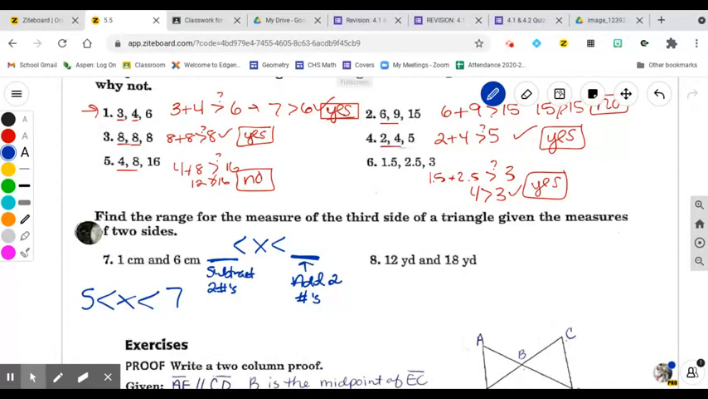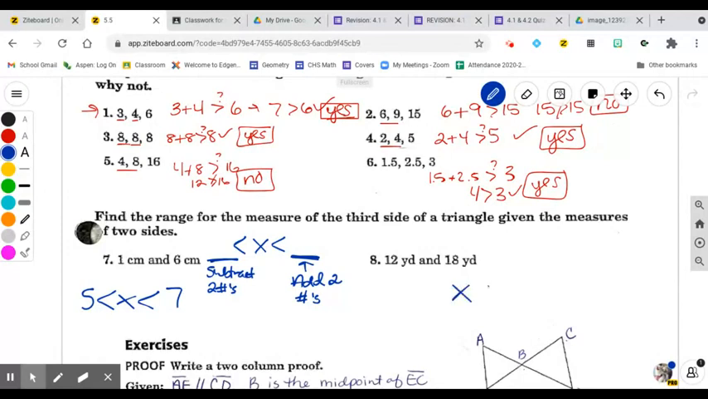But think about all those decimals. So like 5.1 technically would work. 5.1 plus 1 is 6.1, and that's bigger than 6. That would make a triangle. It'd be a very thin triangle, but it would work. Or like 6.9. 6.9 would work, right? 1 plus 6 is 7, and 7 is technically bigger than 6.9, so it would still work. So that would be your answer for the first one.